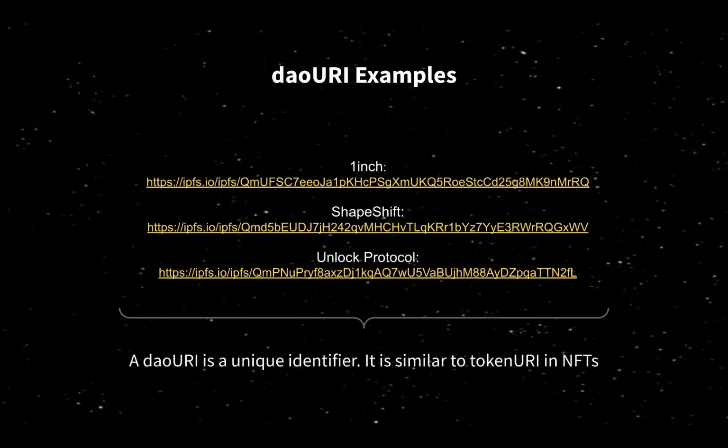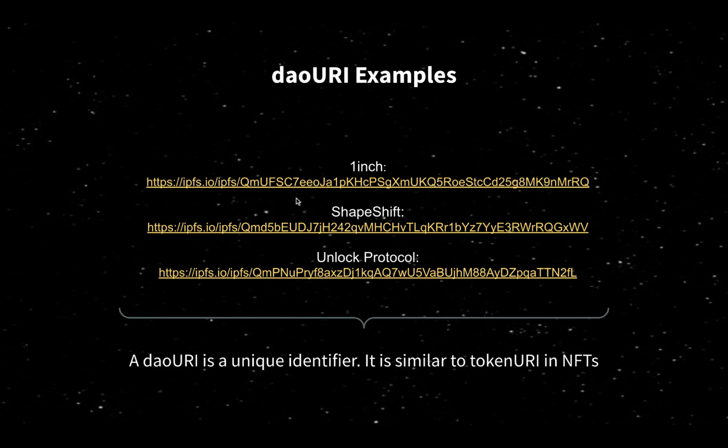Before we actually create a DAO URI, which we'll do in a few minutes, let me refresh your memory of what DAO URIs are. So the IPFS files that you see here, these three files stored on IPFS, are real DAO URIs stored by 1inch, Shapeshift, and Unlock Protocol when they adopted EIP 4824.